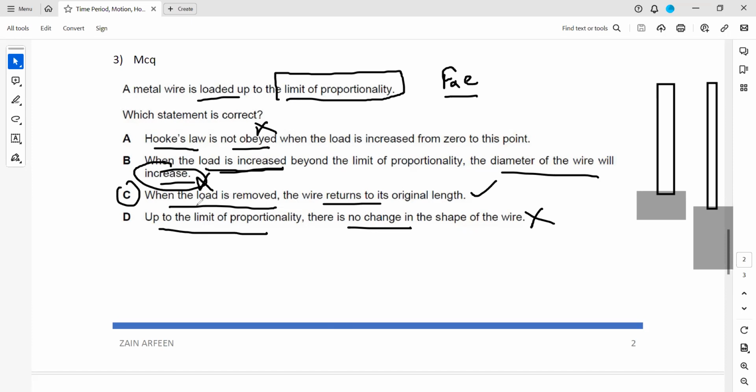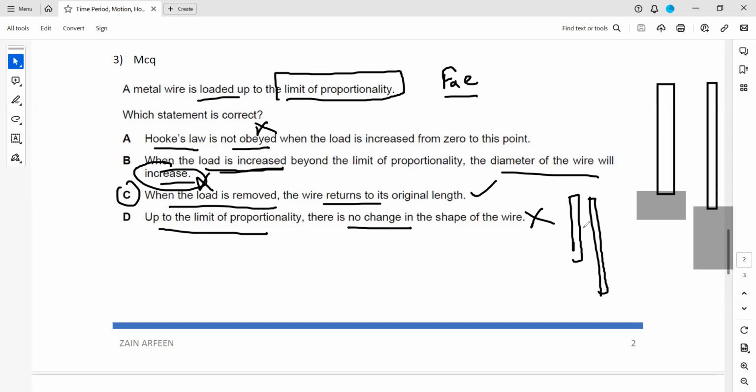And why is D wrong? Because up to the limit of proportionality, there is no change in shape. That is wrong because when you add a load, the wire will stretch. So whenever the object stretches, that is a change in shape, a change in size. So it's changing the length, which means it is also changing the shape as well.